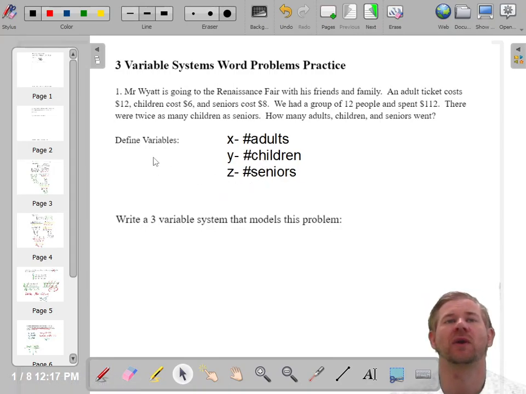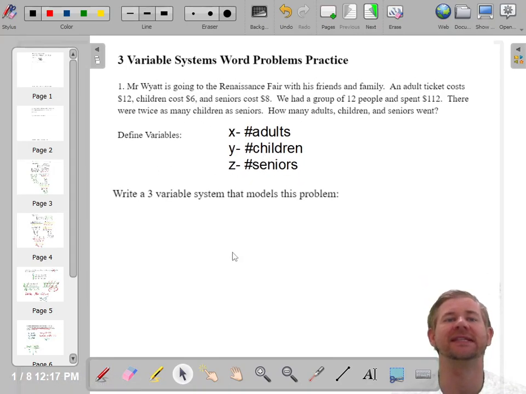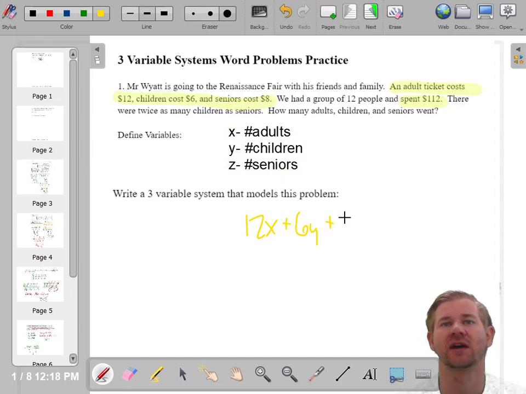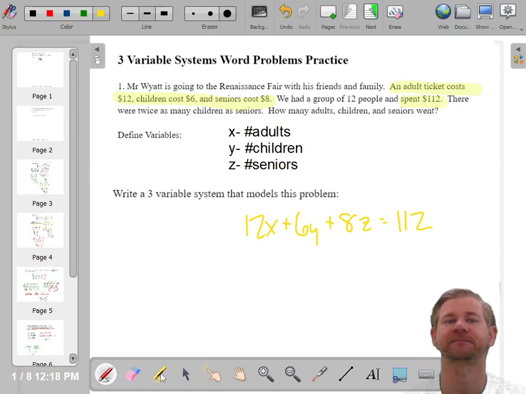Now, I'm going to try and use my highlighter to help you see what I'm looking at. The first equation that I'm going to write is the one that deals with money, and this is usually the one that we do really well on. All the money goes into one equation. It is $12 for each adult, $6 for each child, and $8 for each senior to go, and there's a total of $112 spent. Okay, that's usually not the one that gets you.